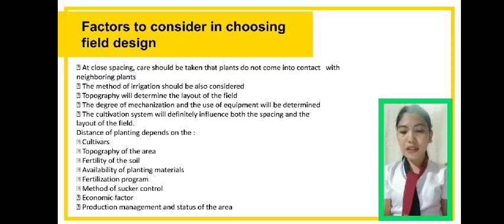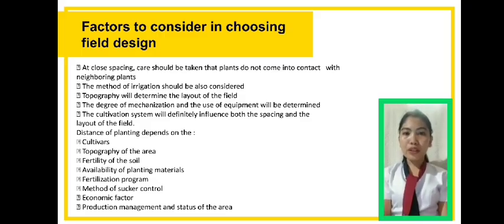The degree of mechanization and the use of equipment will determine it. The cultivation system will definitely influence both the spacing and the layout of the field. The plants are close together. You need to watch them carefully because they might bump into each other.